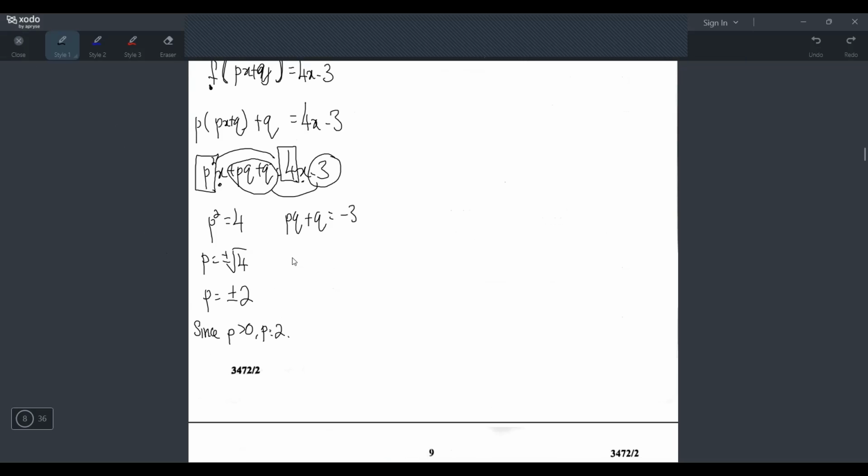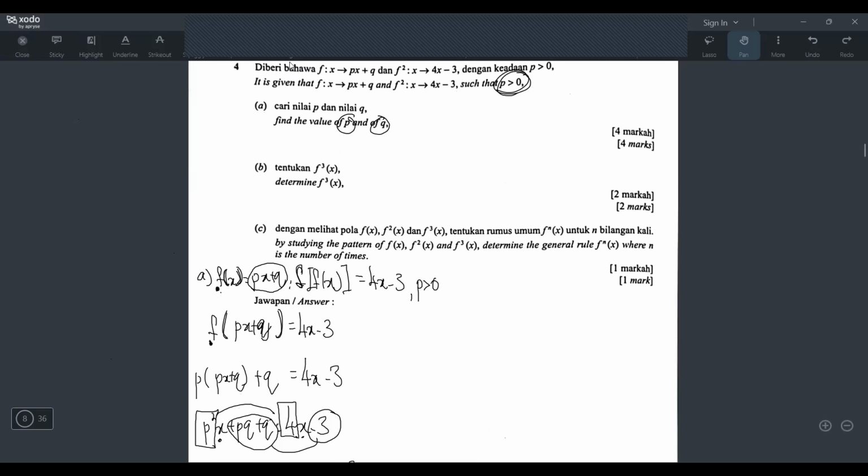So the 2 you now substitute inside here becomes 2q plus q equals negative 3. 2q plus q is 3q equals negative 3. q is negative 3 divided by 3, negative 1. So that's the answer. p is 2, q is negative 1. Okay, done. Now we continue with question B. They want me to find f power 3x.